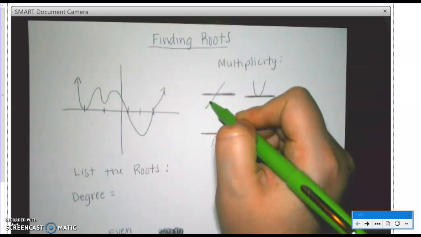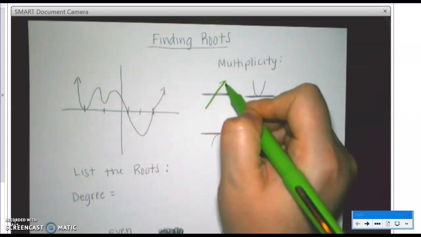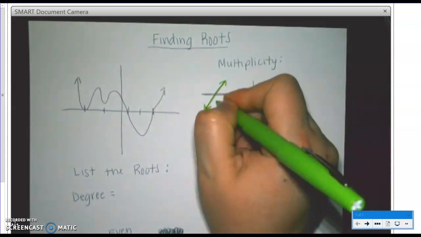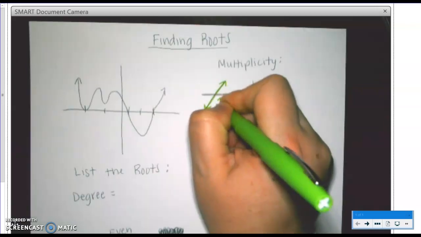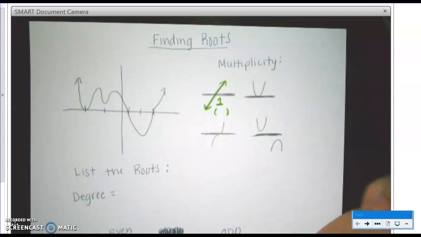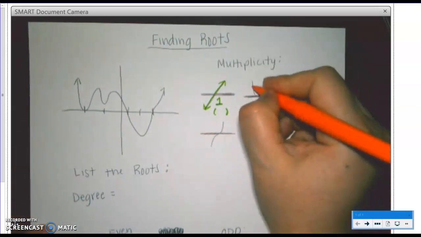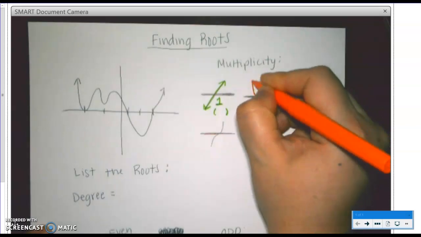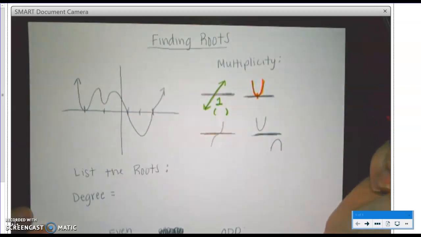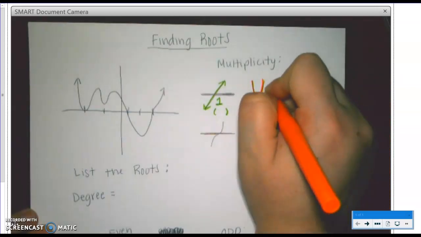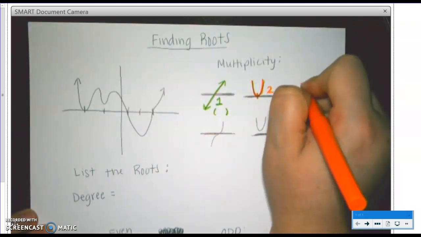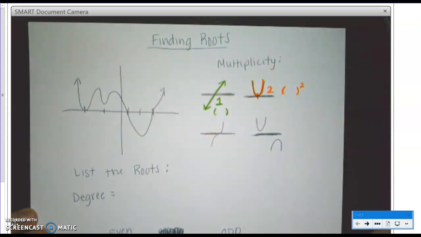When your graph goes through the x-axis very straight, so it looks like that part of the graph is a line, then the multiplicity of that root is 1. That would just look like 1 of that factor. If the graph looks like a parabola, it looks quadratic, where it's touching the x-axis but not going through, then the multiplicity of that root is 2. As a factor, the factor gets squared. We literally use that factor twice.